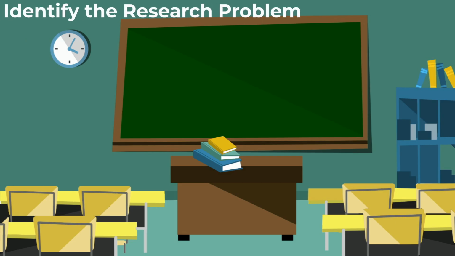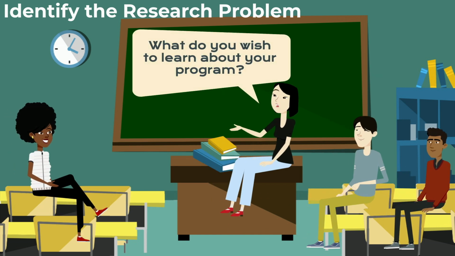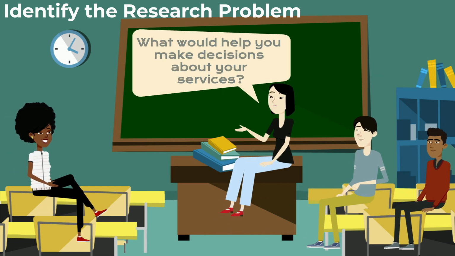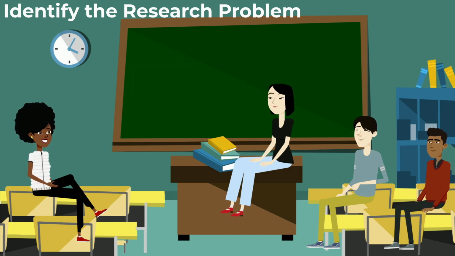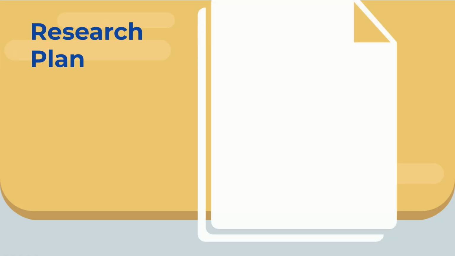The second step is to identify your research problem in collaboration with community members, victim survivors, and practitioners. The goal is to choose research questions that are important to the people most impacted and that will help lead to actionable findings. The next step is to create your research plan and to choose your methods.